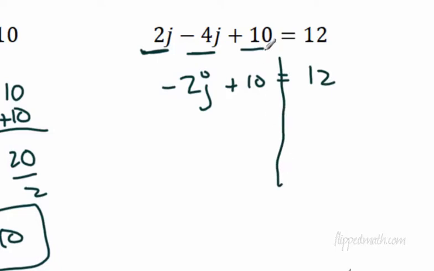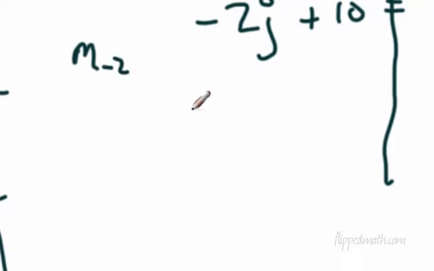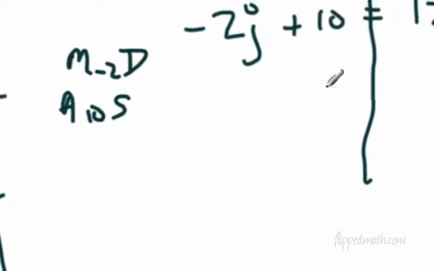A lot of students will try to combine the 10 and the 12. You can't do that because they're separate. That's why we draw that line down the middle. They're on separate sides of the equation. You can't just throw them all together. All right, so what do we have here? We have a multiplication times negative 2, and we have adding with 10. So the opposite would be subtracting 10 and dividing by negative 2.